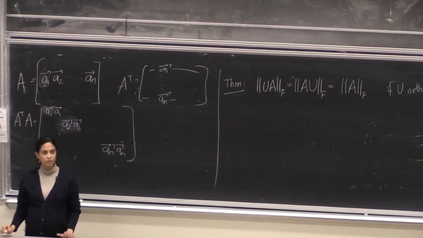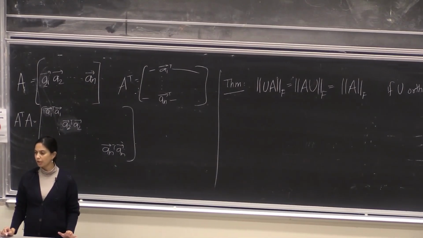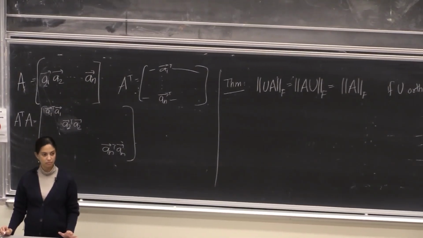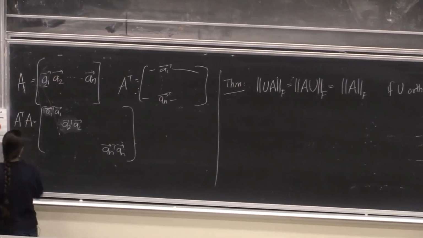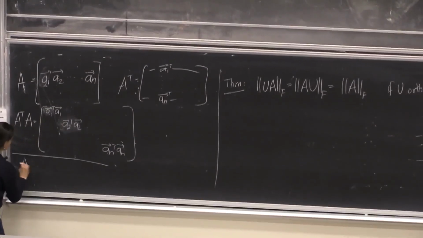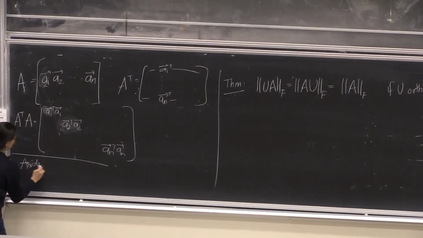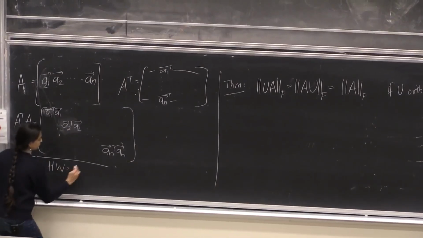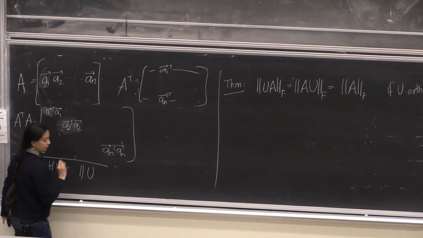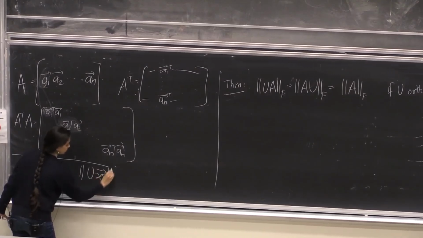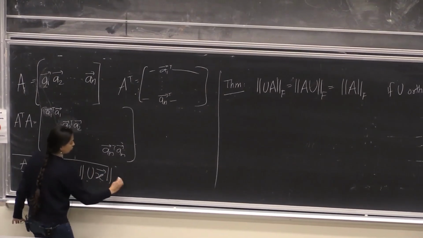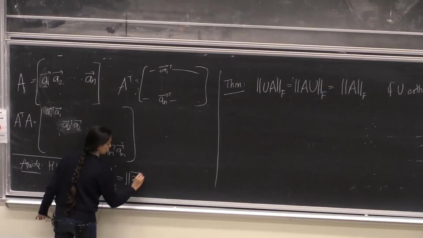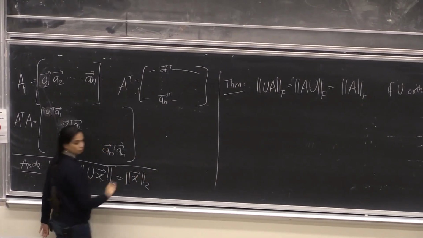So on your homework last week, you proved a property of orthonormal matrices. What was that property? They don't change the norm of a vector, right? You proved on homework that if U is an orthonormal matrix and x is a vector, then the 2 norm of Ux is equal to the 2 norm of x, right?